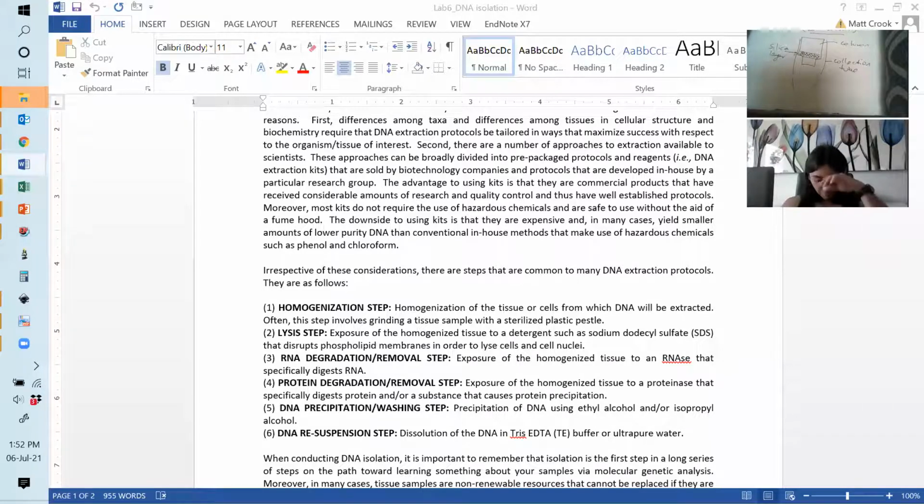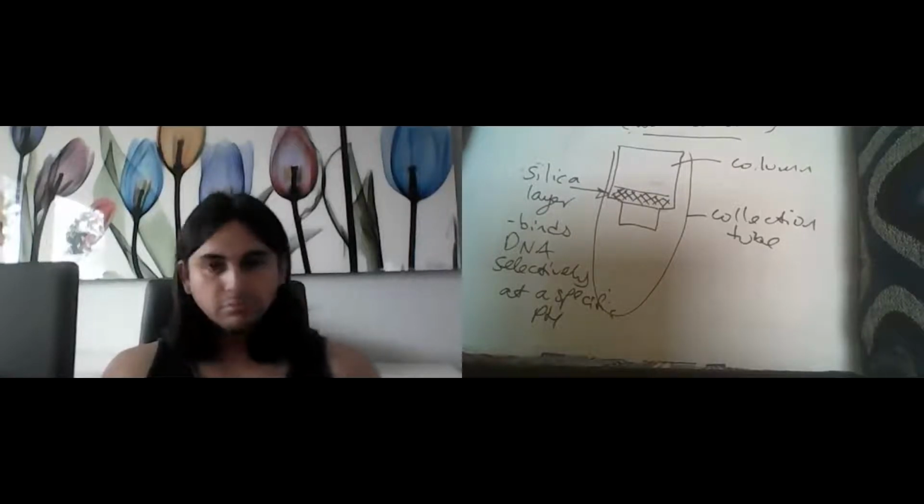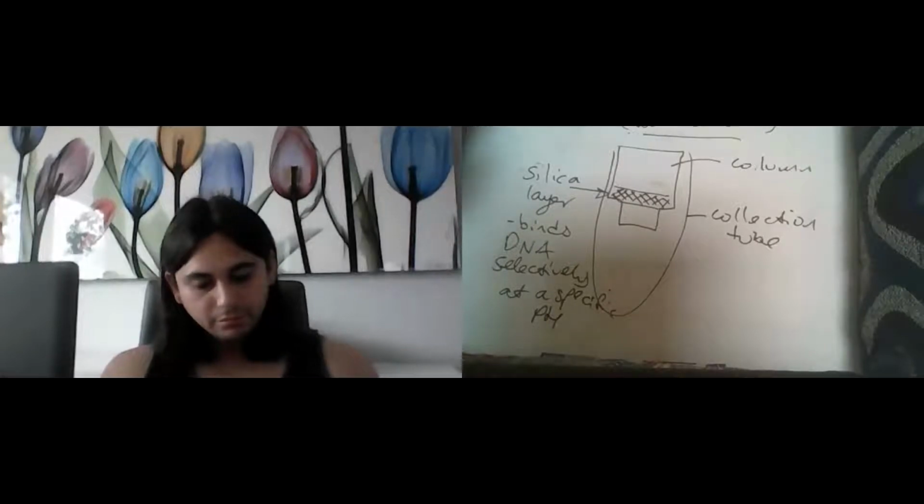silica layer, right? And the cool thing about this is it binds DNA selectively at a specific pH. So as long as you make sure that your cell slurry is in the correct pH. I can't remember if it's, I think it's slightly acidic, but I can't remember off the top of my head.